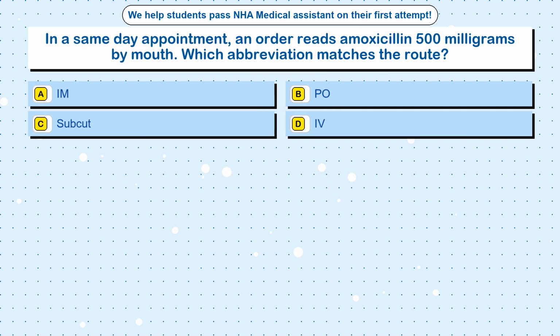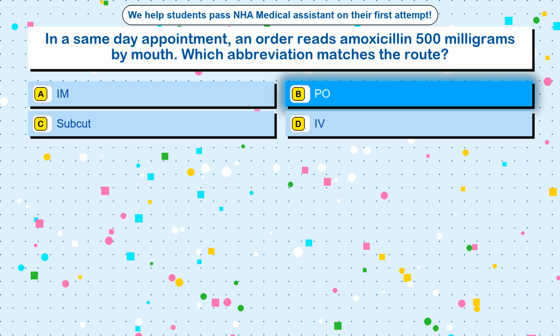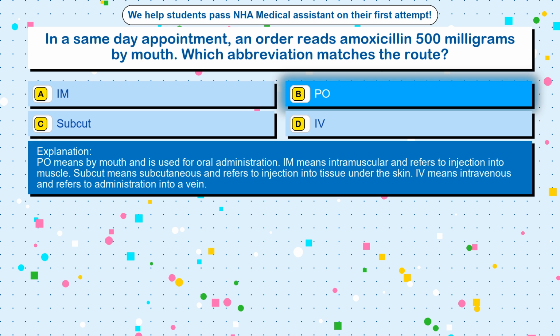Question 47. In a same-day appointment, an order reads amoxicillin 500 mg by mouth. Which abbreviation matches the route? Option A, IM. Option B, PA. Option C, subcut. Option D, A4. The correct answer is option B, PA. PA means by mouth and is used for oral administration. IM means intramuscular and refers to injection into muscle.